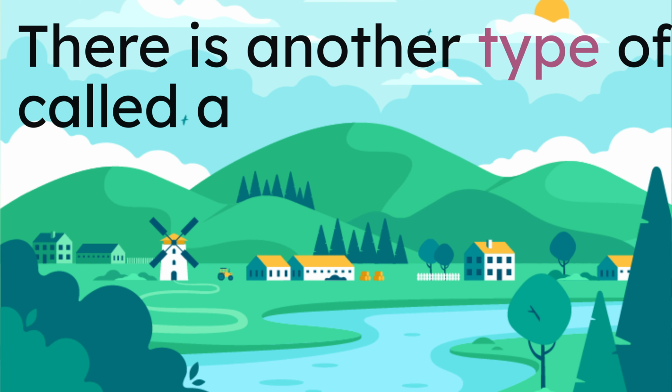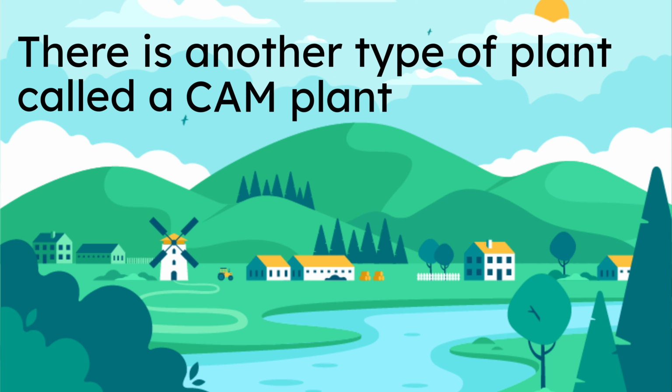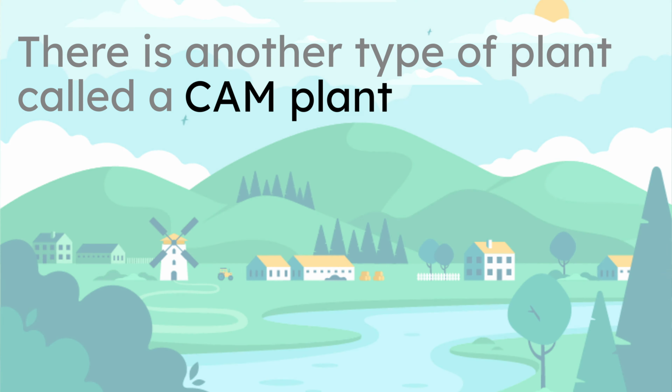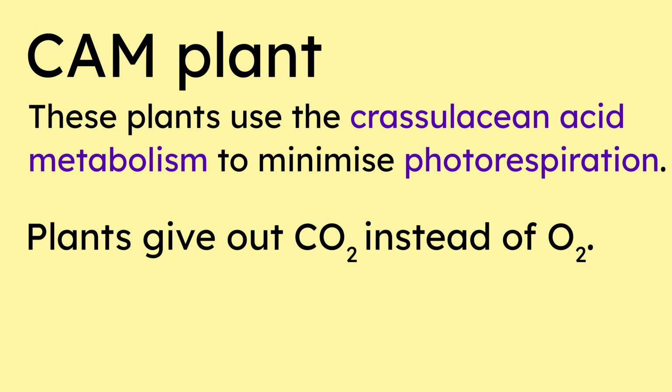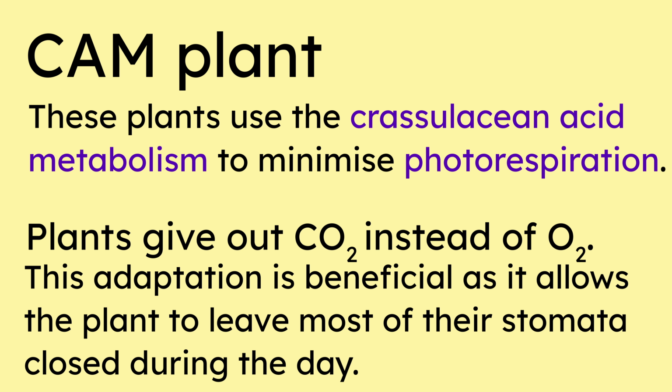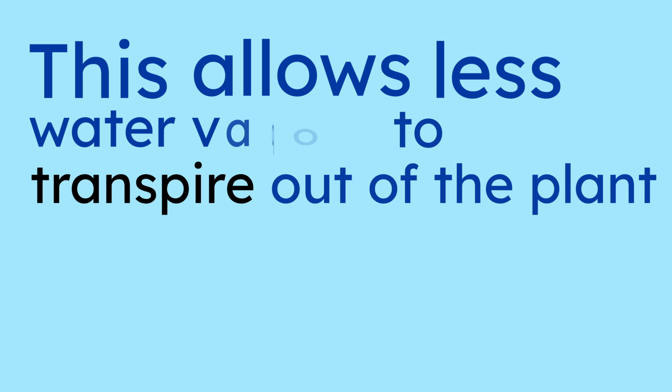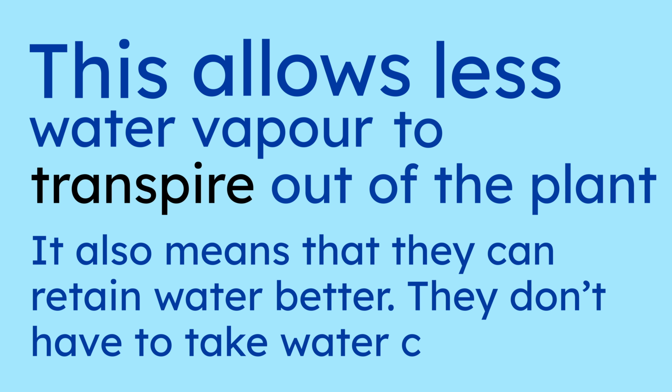There is another type of plant called CAM plants, which are also specially adapted to dry environments. These plants use crassulacean acid metabolism to minimize photorespiration. This is where plants give out carbon dioxide instead of oxygen, a bit like we do. This adaptation is beneficial as it allows the plant to leave most of their stomata closed during the day, and this allows less water vapour to transpire out. It also means that they can retain water better, and that they do not have to continuously take water up from an already limited supply.